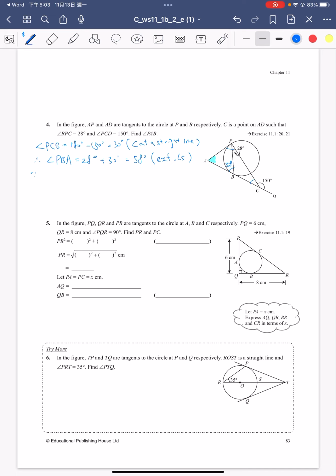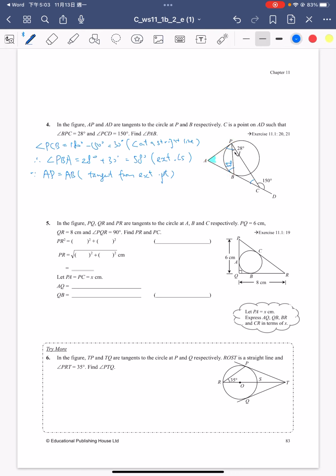As we have AP equal to AB by using the tangents from an external point. Can you see that? This is the external point. I have two tangents, which means that the distances from the external point to the contact points on the circle are equal. So we have AP equal to AB.